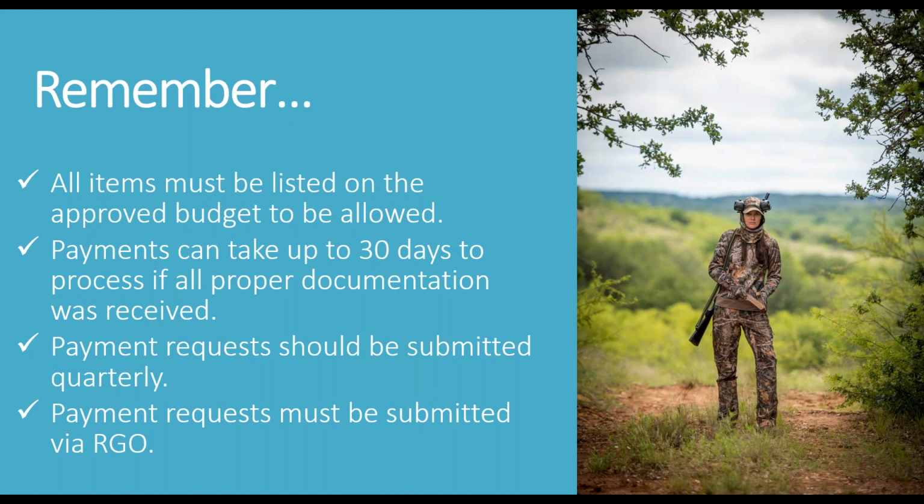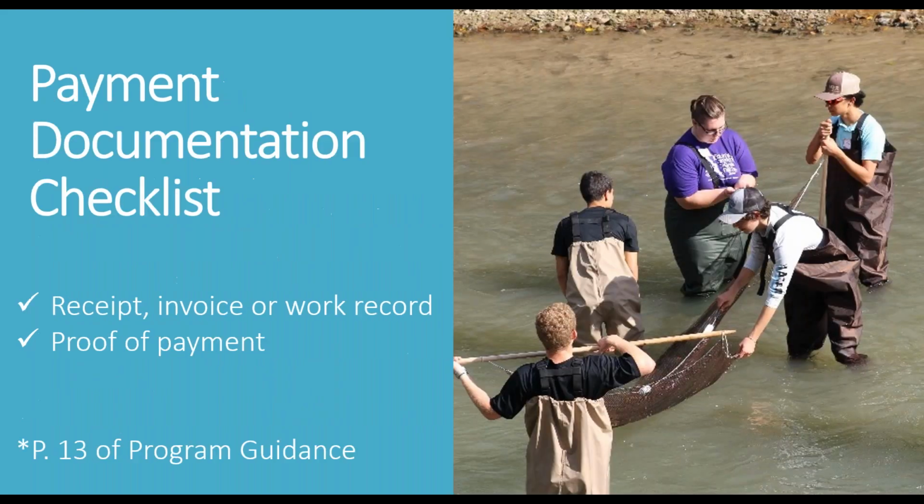And then the last tip is that all payment requests must be submitted via the Recreation Grants online system, so via Argo. And I'll walk you through in just a little bit on how to actually do that in the system, but we will not accept any sort of payment requests that are outside of the system. So you must do it within the system. It also helps trigger things as far as future budget summary reports. So that's why we need it all in our system.